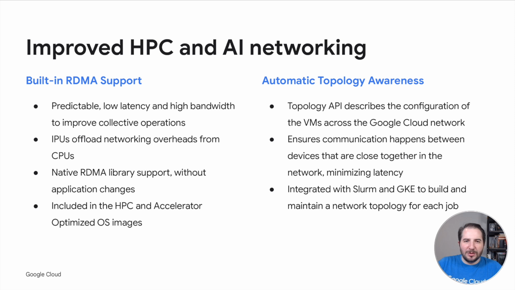The topology API is used in the Hypercompute cluster to determine the configuration of VMs across the Google Cloud network and identify how VMs are placed in terms of blocks and subblocks in the Google network, which is analogous to director class and top-of-rack switches. Topology awareness ensures that communication happens as efficiently as possible between devices that are as close together on the network as possible in order to minimize latency and improve performance for tightly coupled workloads. Our automatic topology awareness comes pre-integrated with Slurm and Google Kubernetes Engine, allowing them to build and maintain a network topology for each individual job on the cluster.